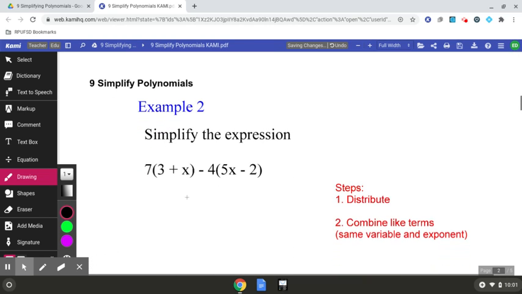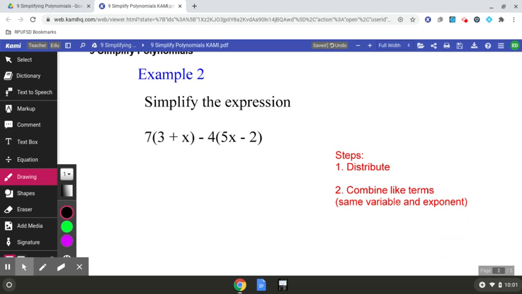Okay, so we're going to do the exact same thing here, and again, I wrote the steps on the side for you. The first thing we're going to do is distribute if we have parentheses, which we do. We have 2 sets of parentheses, the first one here and the second here. In this first set, we're going to take 7 and distribute that. 7 times 3 is 21. 7 times x is 7x.